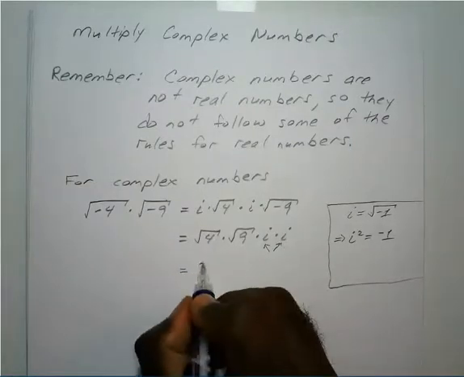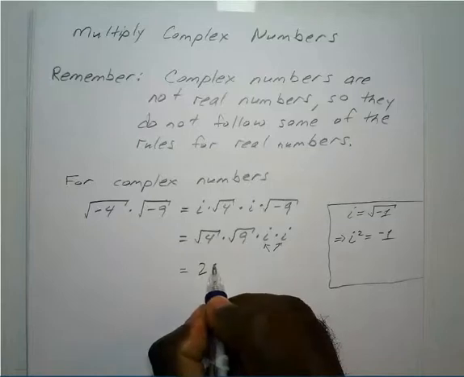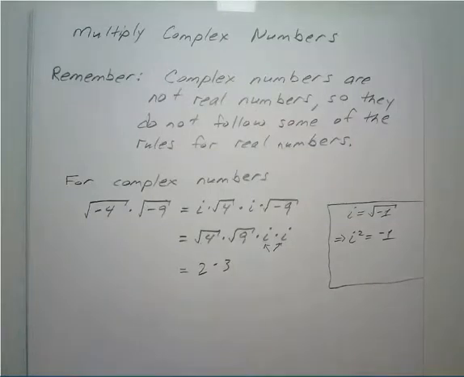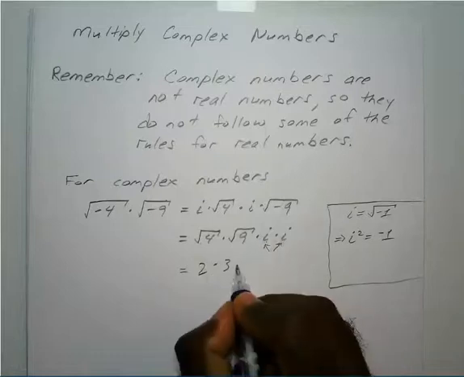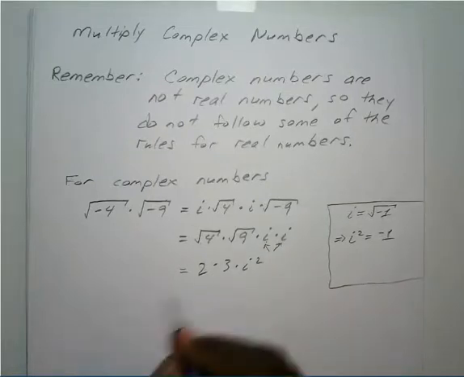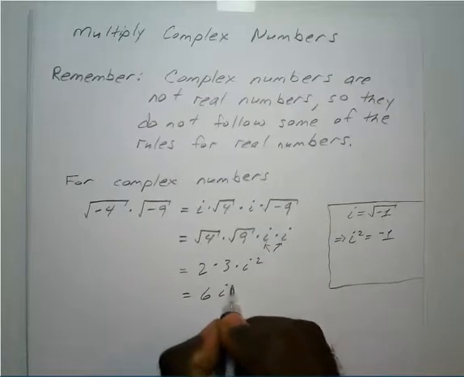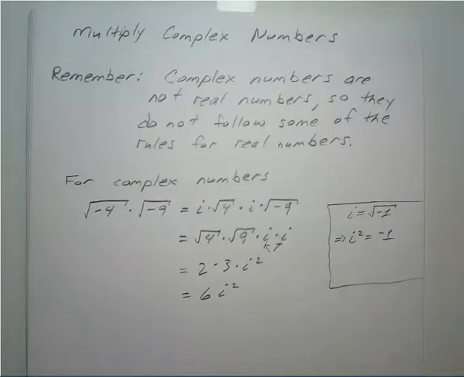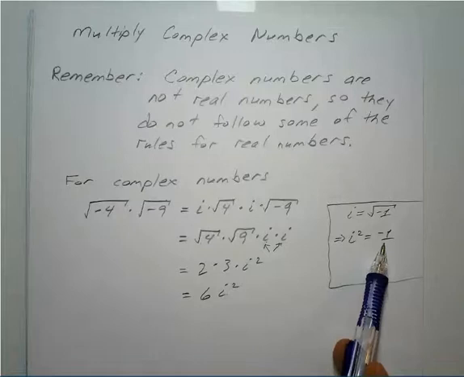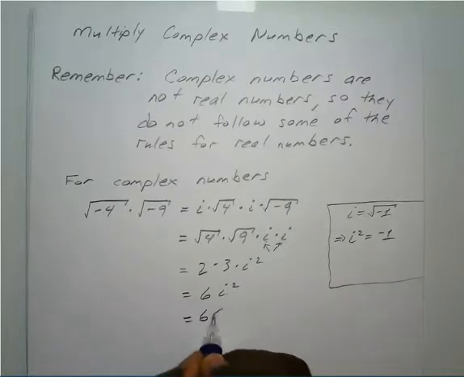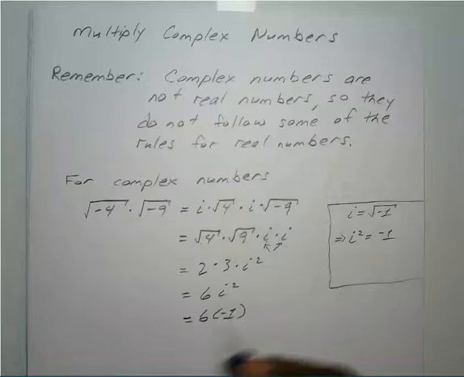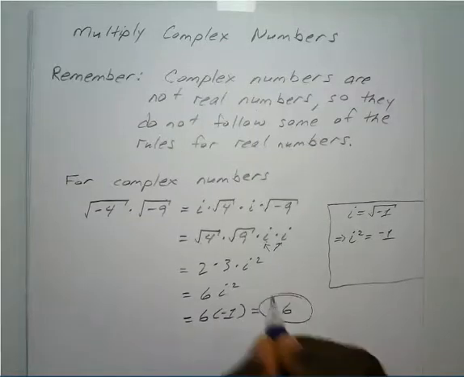Square root of 4 is plus or minus 2, but we're just going to use 2, times square root of 9, which is 3. And i times i is i squared. So really, this will give you 6i squared. Now, if you were dealing with just variables, you'd be done here. If you had x here, it would just be 6x squared, and that would be your answer. But i is an actual number, and so is i squared. Since i squared is equal to -1, this now becomes 6 times -1, or -6.